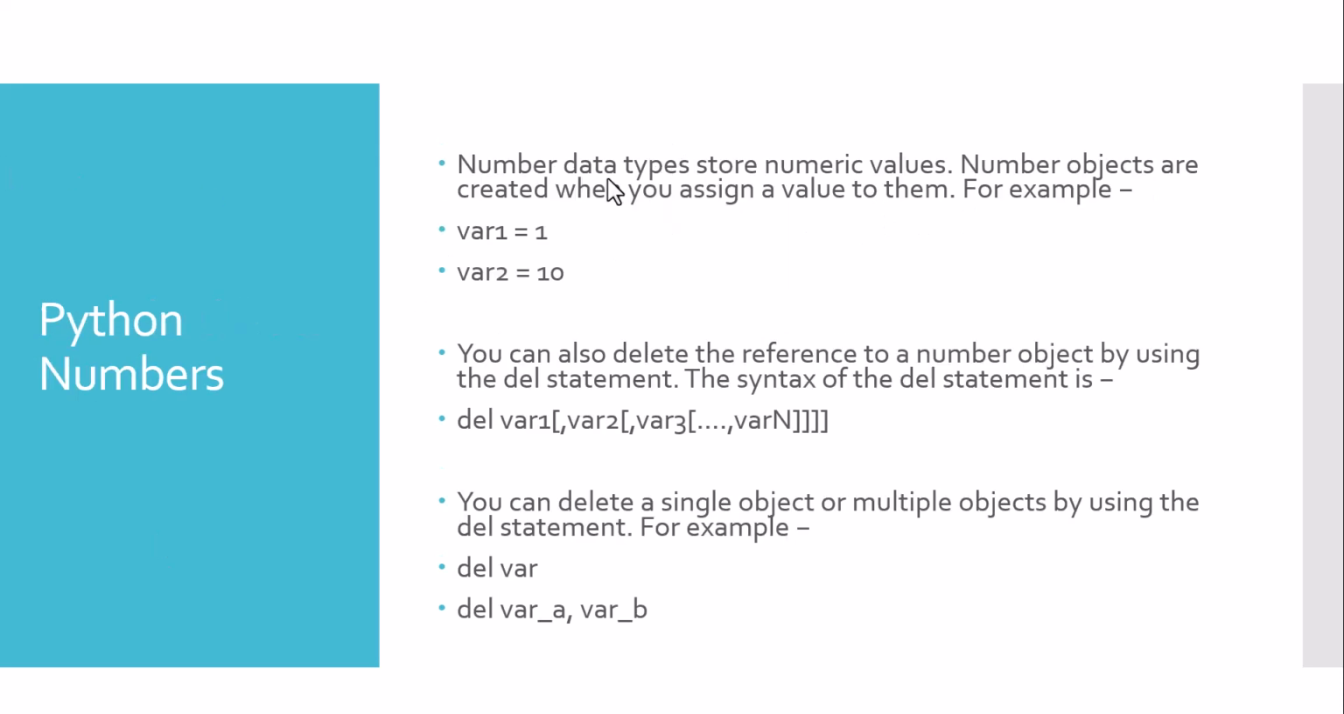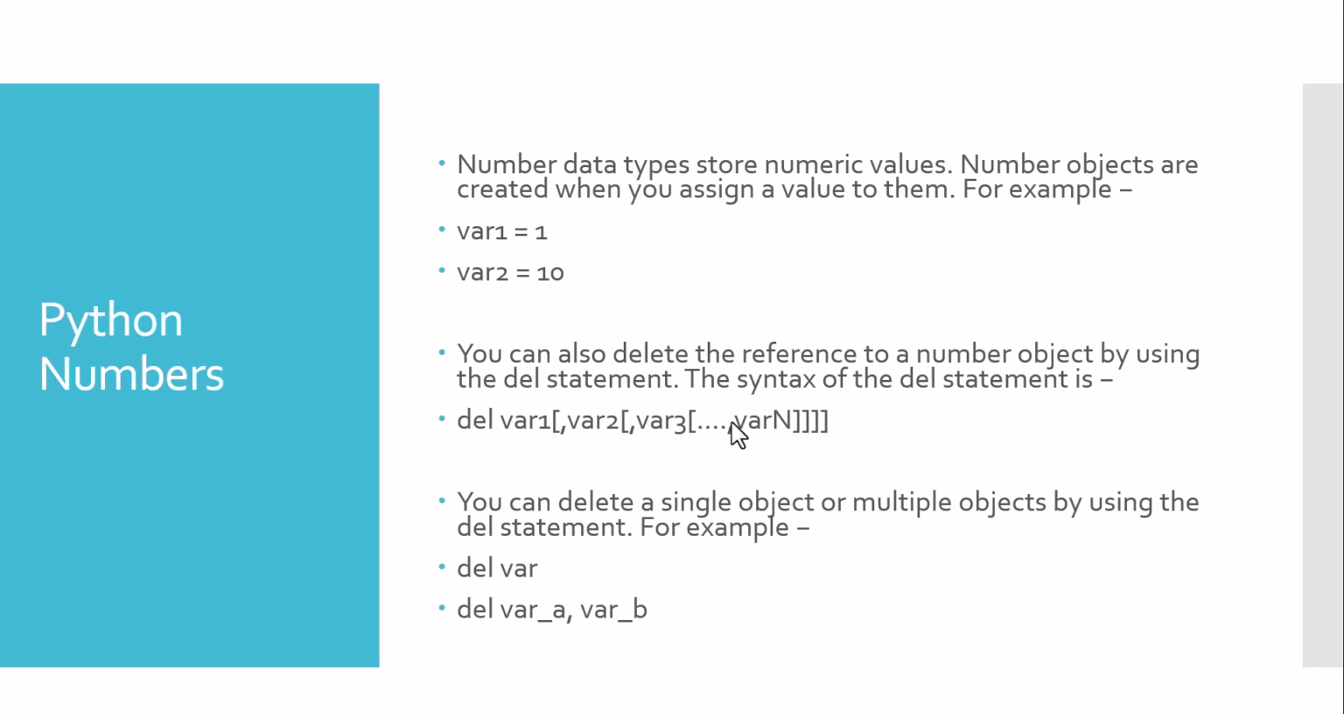Number data types store numeric values. Already I said Python numbers store only numeric values. Number objects are created when you assign a value to them. For example, var1 is equal to 1, var2 is equal to 10. You can also delete the reference to the number object by using the del statement. The syntax of the del statement is this one. When you want to delete a particular variable, you can use del var1, and del var2, like that.